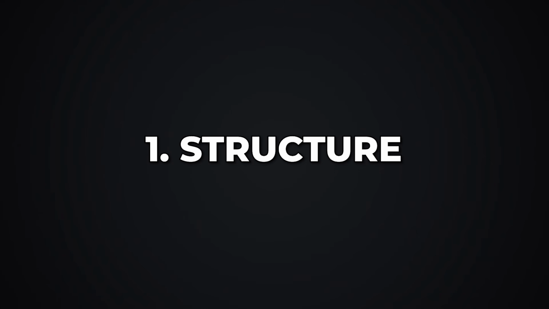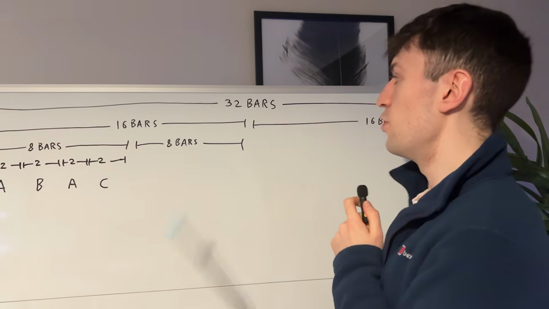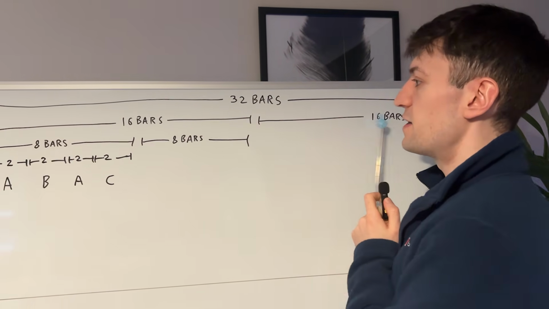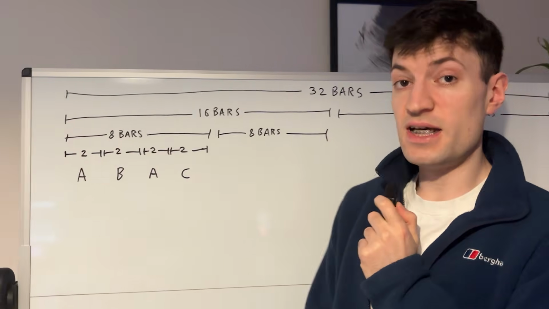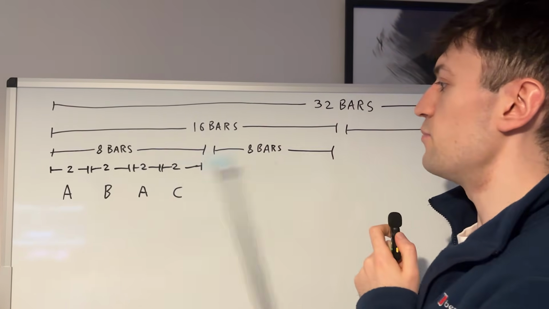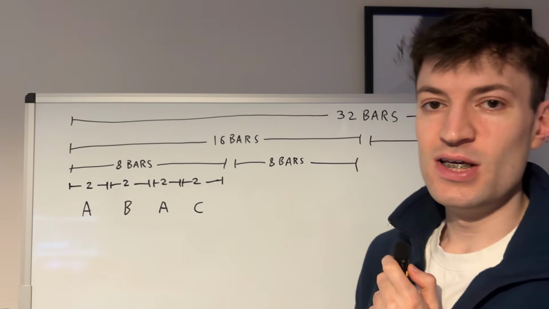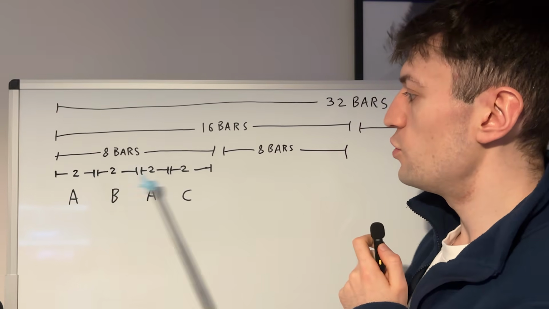Now, the first thing I want to go over is structure. What is the best way to structure your drops? So let's say this drop is 32 bars long. If we halve that, we get 2 16 bars. If we halve that again, we get 2 8 bars. And then if we just look at one 8-bar section, we can divide this up into 4 2 bars.